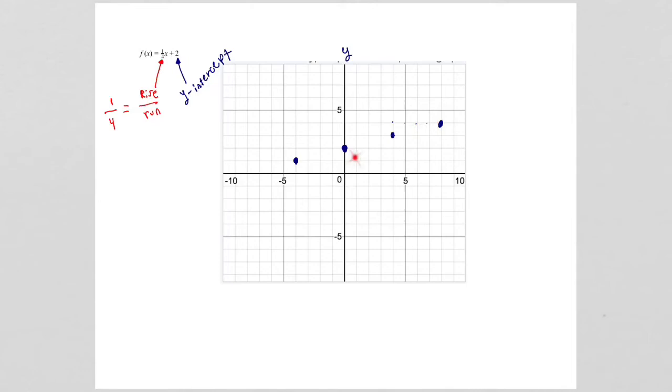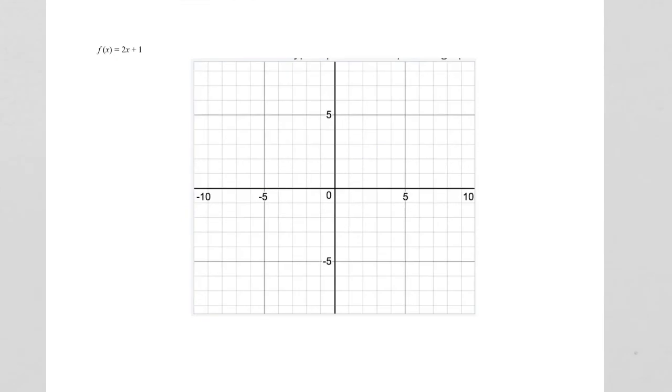Now that we have at least 3 points, we can do our best to draw a line here, and that would be the graph of this function. So let's attempt to graph this one now. Let's begin by getting the y-intercept. My y-intercept is going to be +1 because this is the number that does not have a variable next to it. So I look at my y-axis and +1 is going to be right there. So I'm going to draw a point here. This is where the function is going to cut through the y-axis.